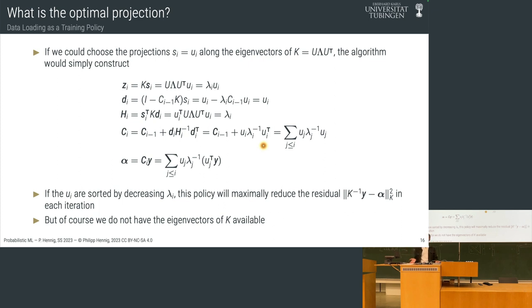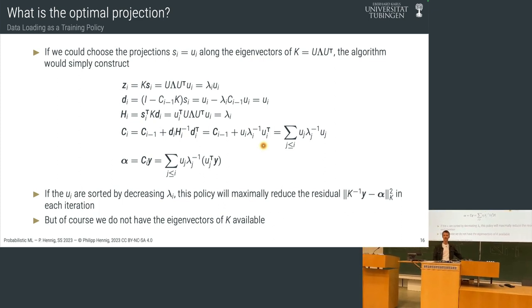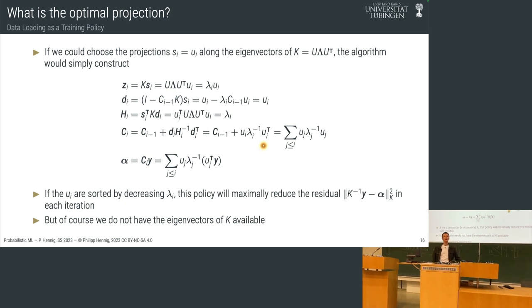The only problem with this is, you don't know what the eigenvectors are, right? If you did, you wouldn't need to do any of this. You just project on them, you divide by the eigenvalues, done. Question?